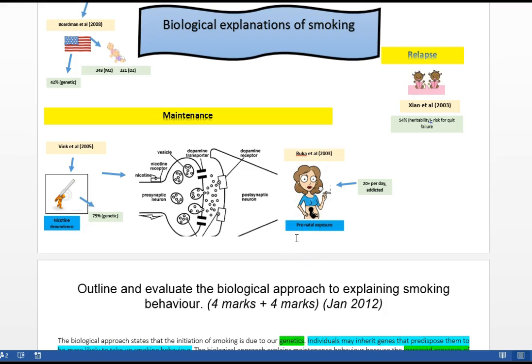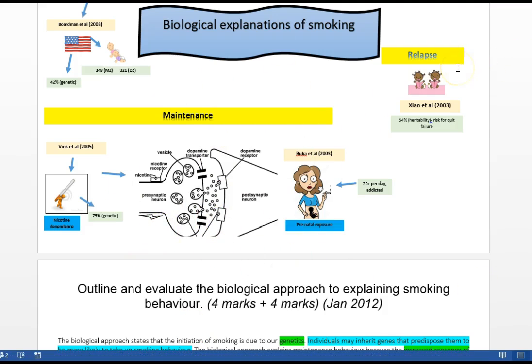Okay. Another explanation for maintenance is also prenatal exposure. So obviously, when mothers who smoke are pregnant, Booker et al. found that mothers who smoke 20 plus cigarettes per day tend to have children who, as adults, will most likely become addicted to cigarette smoke. Okay, so that explains maintenance in terms of the biological explanations.